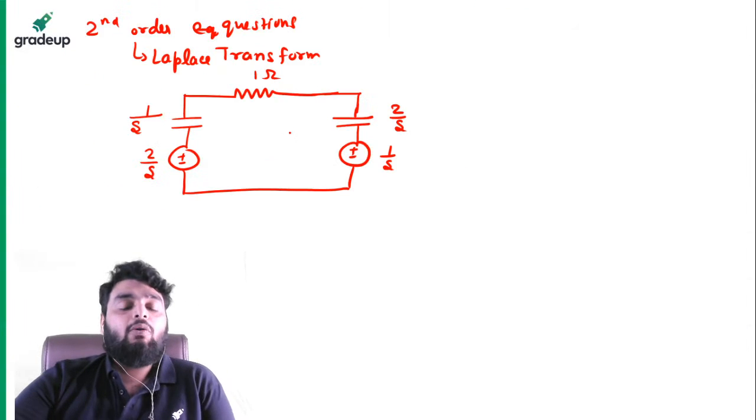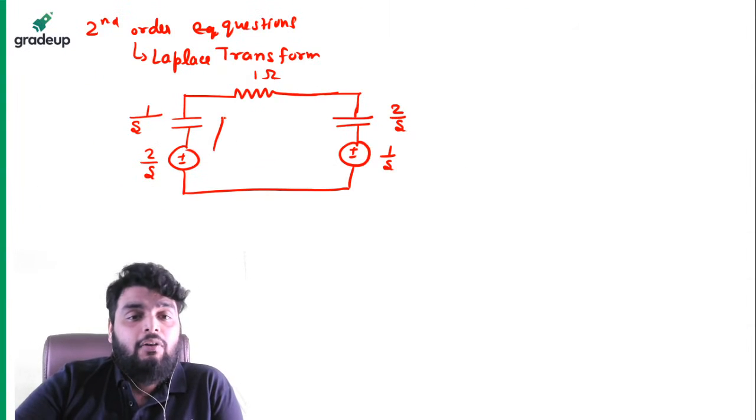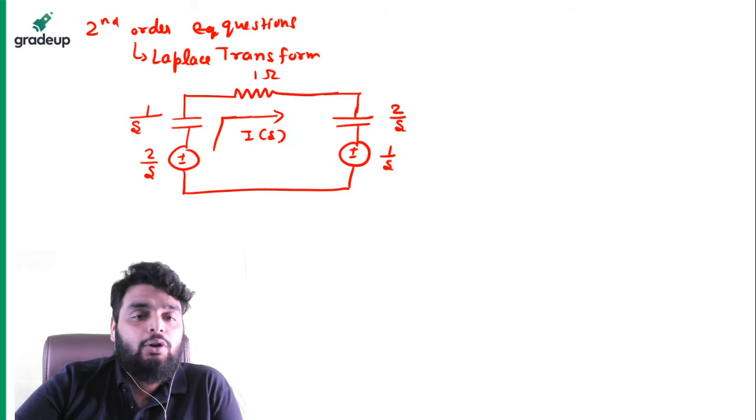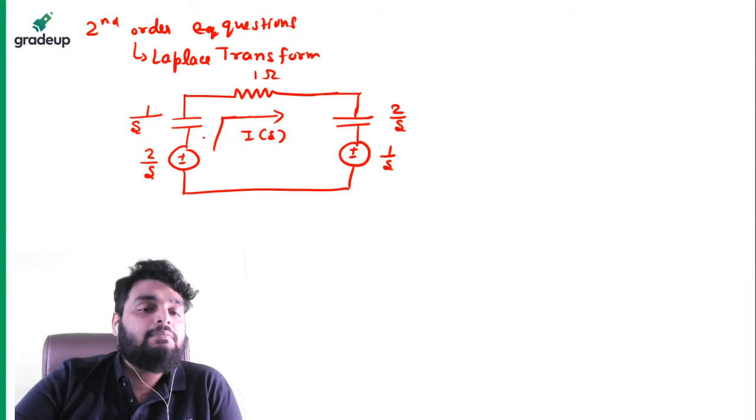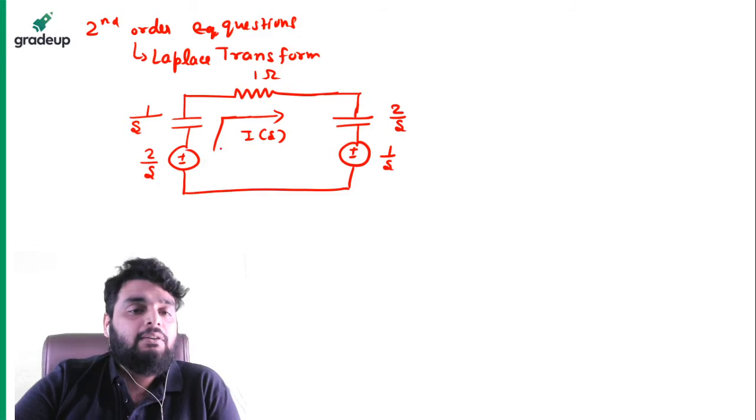Okay. But right now I want to find out the current. So what happened? When you find out the current, you will see the current IS will flow in this direction. Why will the current flow in this direction? Because C1 is more charged than C2. So C1 must discharge, so current will flow in this direction.